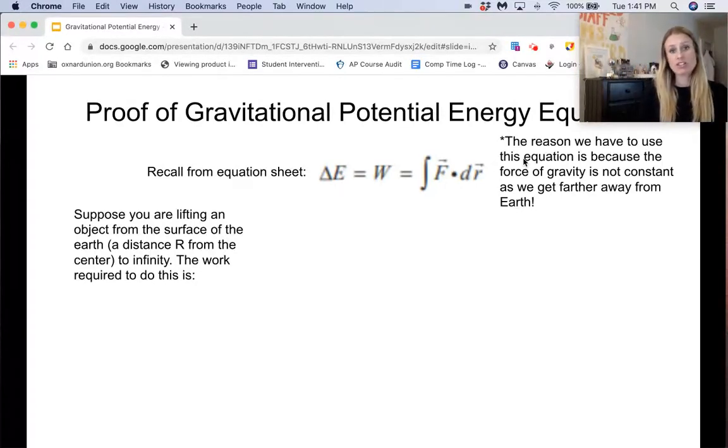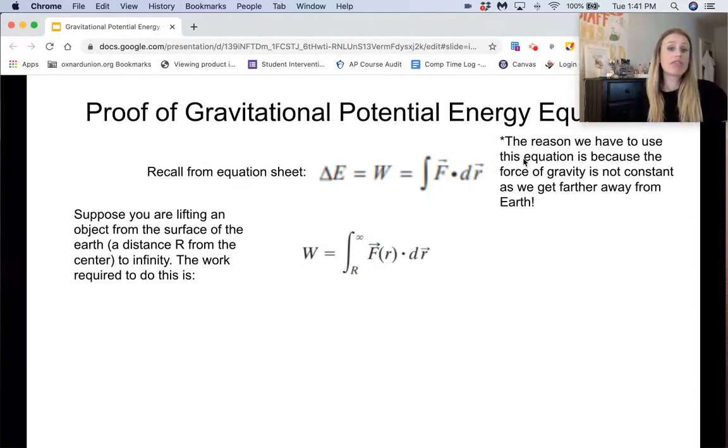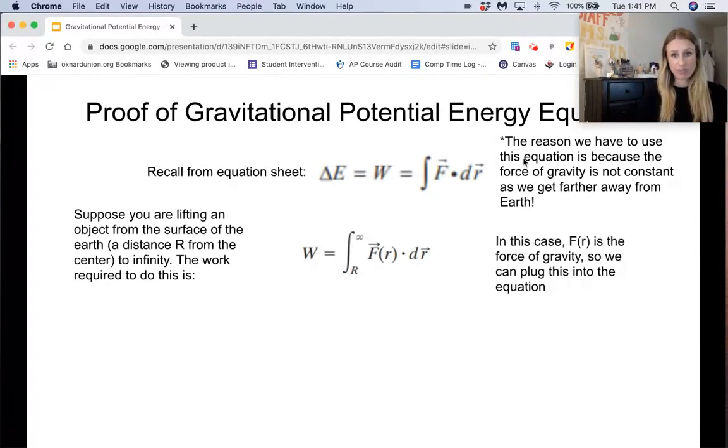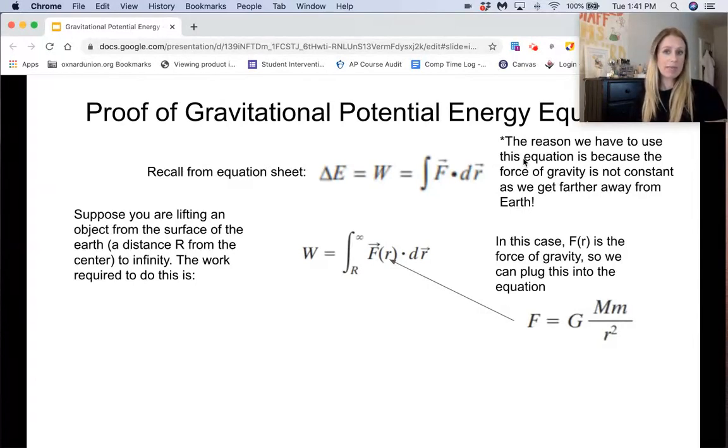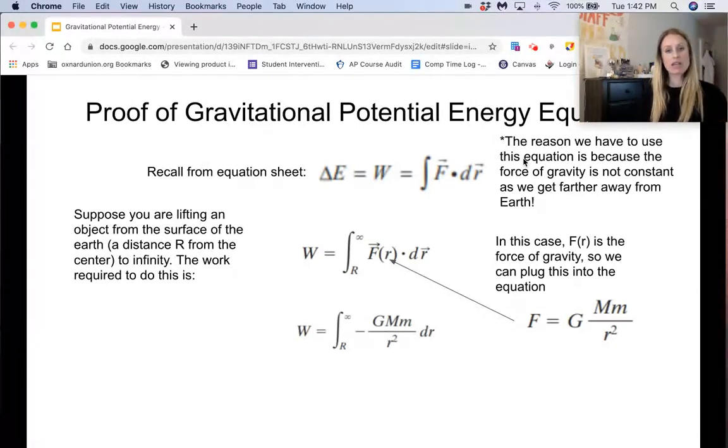And the work required to do this will be this equation here, again from your equation sheet. But here we have limits. So we're going from the radius of the Earth, or the surface of the Earth, to infinity. Now, in this case, F(r) is the force of gravity, so we can plug that into the equation. All right, and we know that that's G times Mm over r squared. And then here it's a negative because the force of gravity is down toward the center of the Earth, but we're lifting it up. So because the force is opposite the displacement, then we have a negative work done. So that's why there's a negative there.